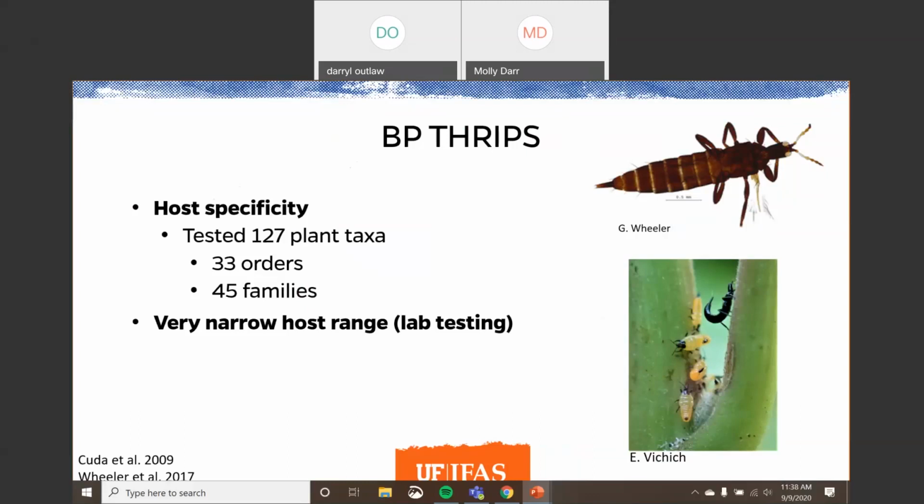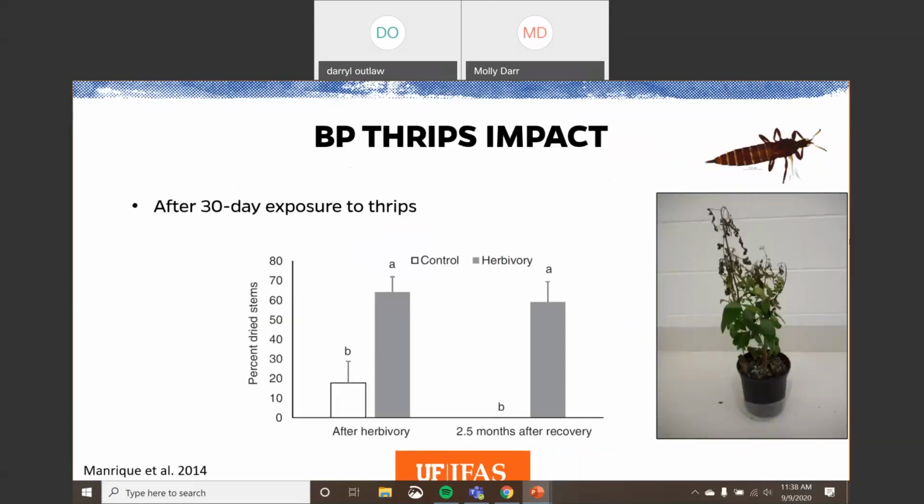Next, Molly. My graduate student, Kristen Bowers, is currently doing field testing of these guys, and preliminary data shows that they're not reproducing on any other plant species. So stay tuned for that. That's preliminary data. But as far as the impact, these guys are extremely impactful to Brazilian peppertree, especially in the lab. So here you have a graph, percent of dry stems.